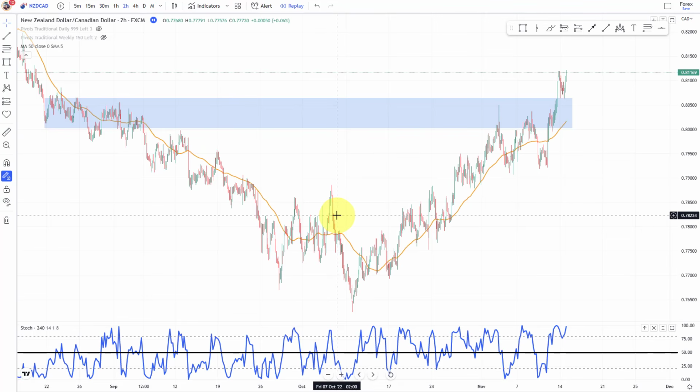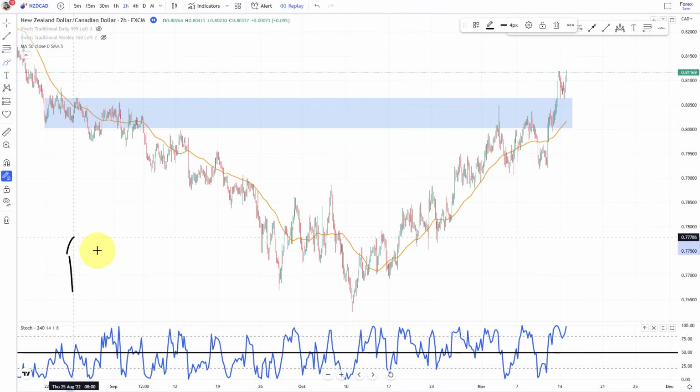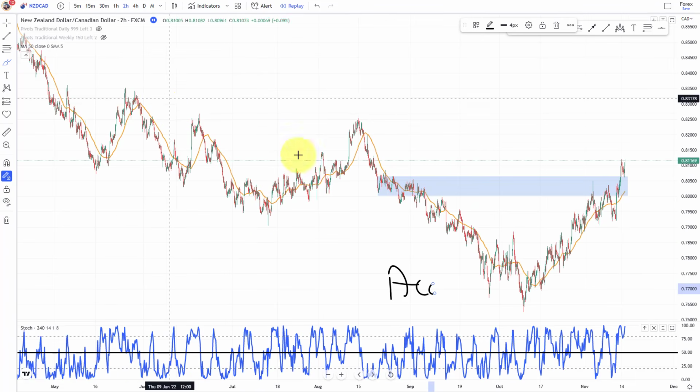Now let's take a look at a combination of using the stochastic with regular price action and trend analysis. And we're starting here with a base breakout. This is what we would call an accumulation pattern. Zooming out, the market was in a downtrend.